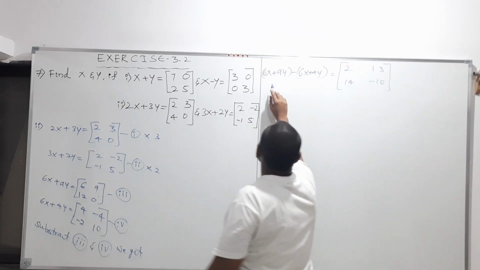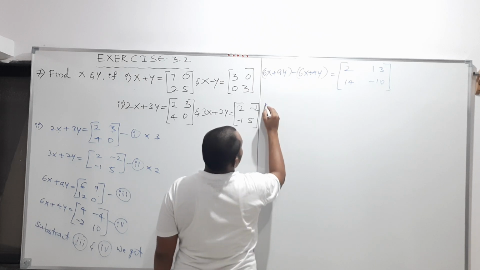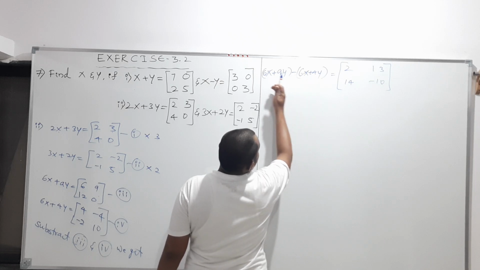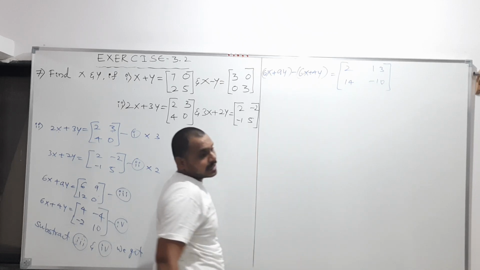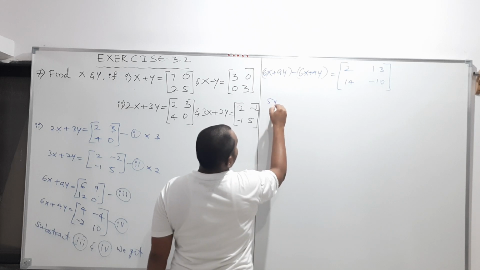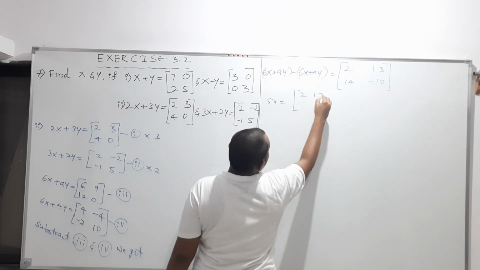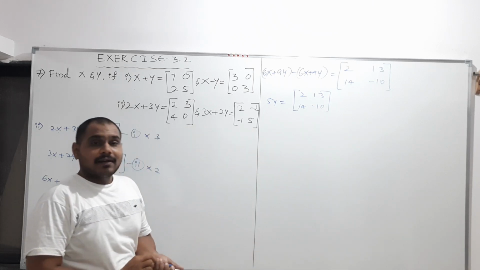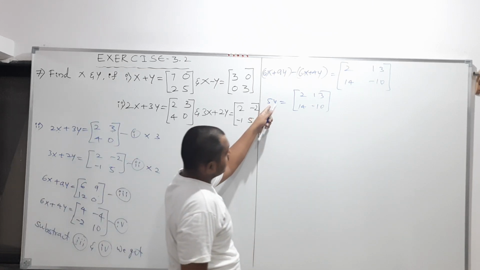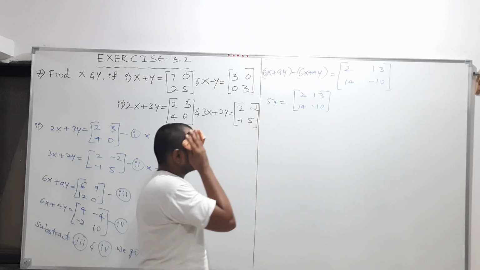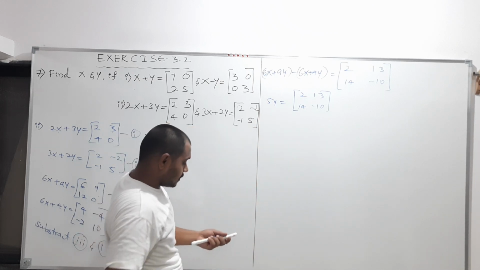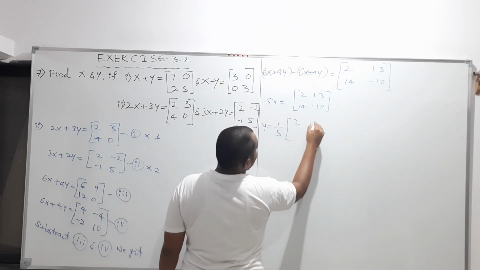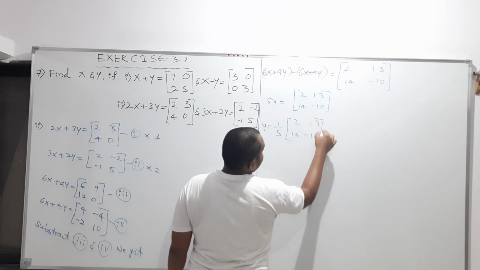So this will become 6x minus 6x cancels. So 9y minus 4y is 5y, equal to 2, 13, 14, minus 10. Now I want to find the y value. So again, if I shift this 5 to this side, that goes to the denominator. So I am going to write y is equal to 1 by 5 into 2, 13, 14, minus 10.